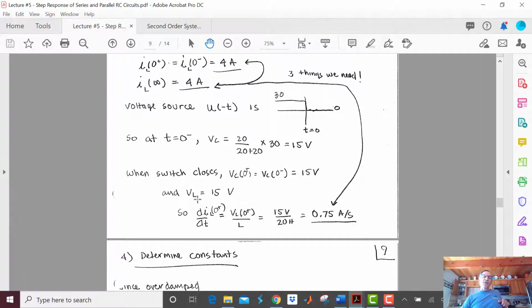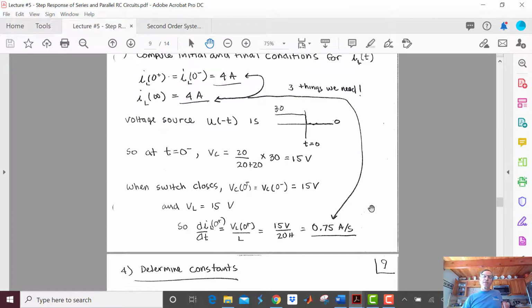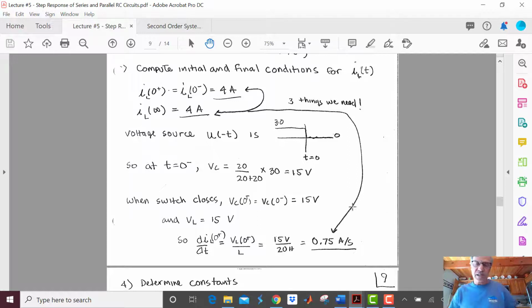So since the voltage on the inductor at t equals 0 plus is 15 volts, di/dt is V over L. It's going to be 15 over 20, which is 0.75 amps per second. And I say, wonderful, I got the 3 things I need: I sub L at 0 plus, I sub L at infinity, and di sub L/dt at time equals 0.